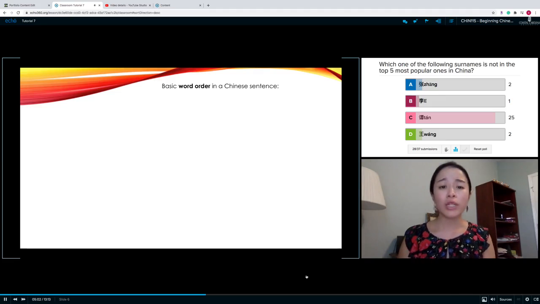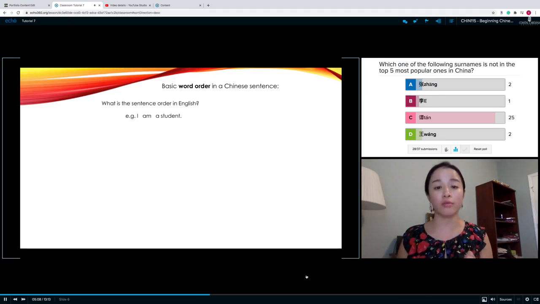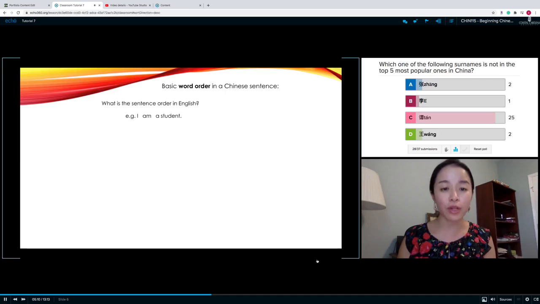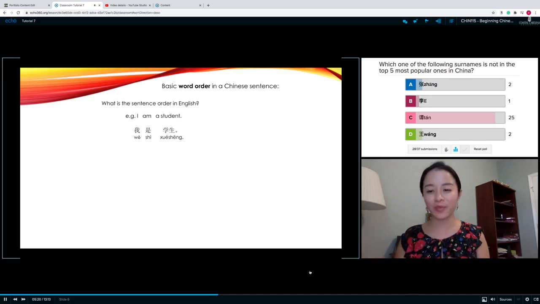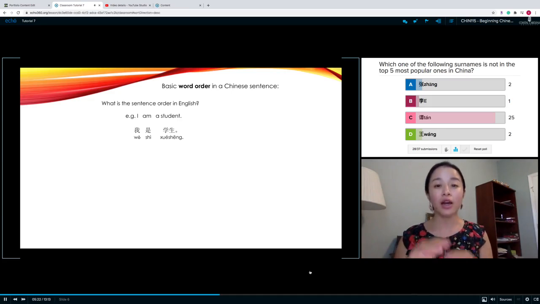First, what is the sentence order in English? Look at this example. I am a student. The Chinese equivalent would be 我是学生. 学生 is student. 我是学生.